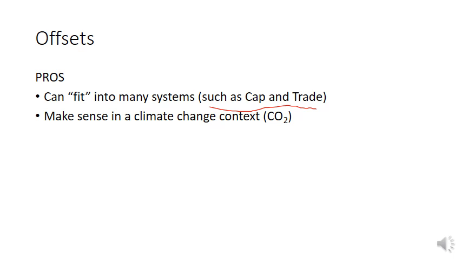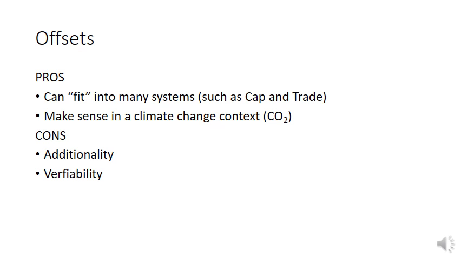To that end, the concept of offsets makes most sense in a climate change context. I'm drawing some smoke here because a reduction in emissions can look like a reduction in a source, for instance, emitting carbon from a plant, but it can also look like an increase in a sink. So building more forest, planting more forest, so there's more places for those pollutants to go.